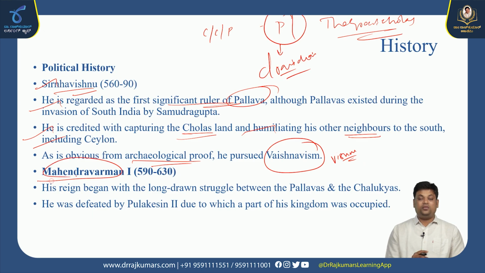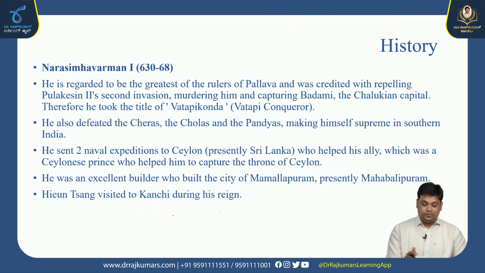Next personality is Mahendravarman I. A long drawn struggle between the Pallavas and Chalukyas. The first time Pallavas and Chalukyas started getting into conflict was during the time period of Mahendravarman I. He was defeated by Pulakeshin II, due to which part of the kingdom was occupied.